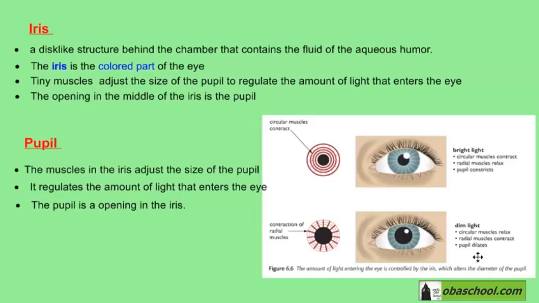So again, how do we regulate the amount of light entering the eye? We do that using the muscles of the iris. The muscles of the iris regulate the size of the pupil in order to regulate the amount of light that is entering the eye.